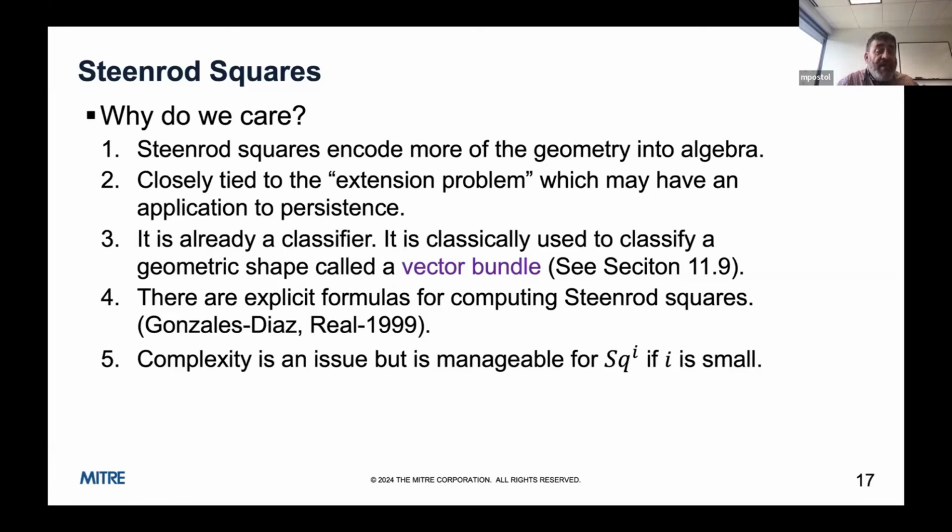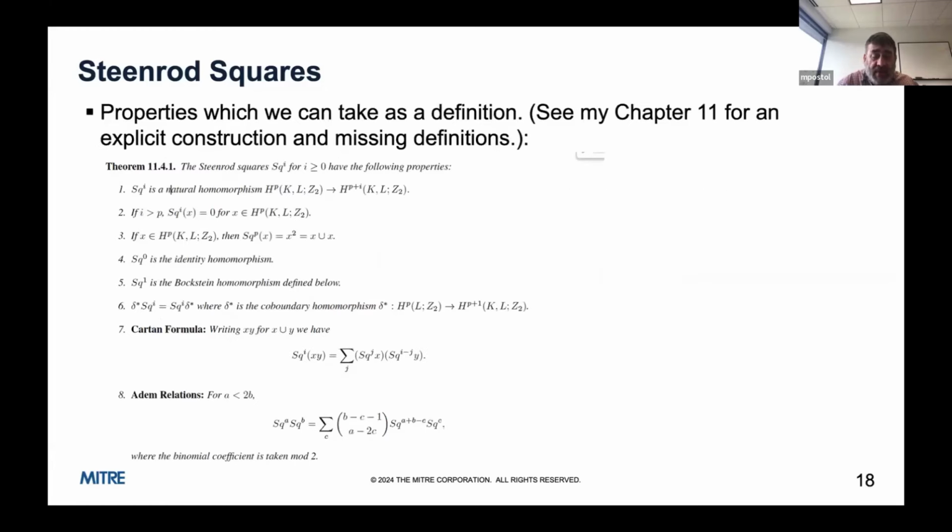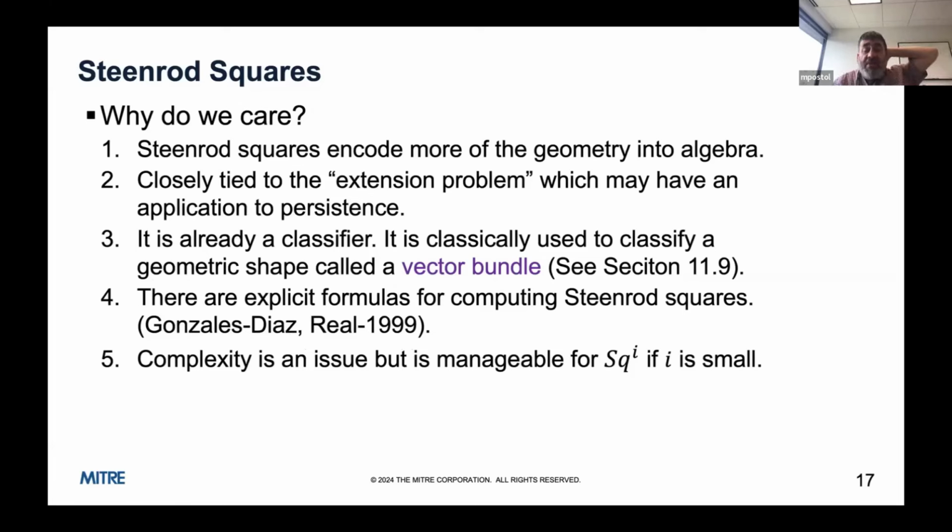And then if you look at the Gonzalez-Diaz and Real papers, there are explicit formulas for computing Steenrod squares. Now you do have an issue with complexity, but that is manageable for Sq^i if i is small. And remember, Sq^i can only push you up as high a dimension as the thing you're starting with. So if you're dealing with things in low dimension, it's not necessarily going to be that bad. And Sq^1 for sure isn't going to be that bad. So I'll get into what the relationship is.